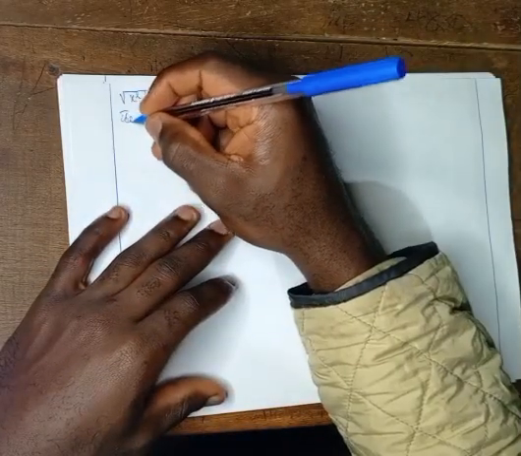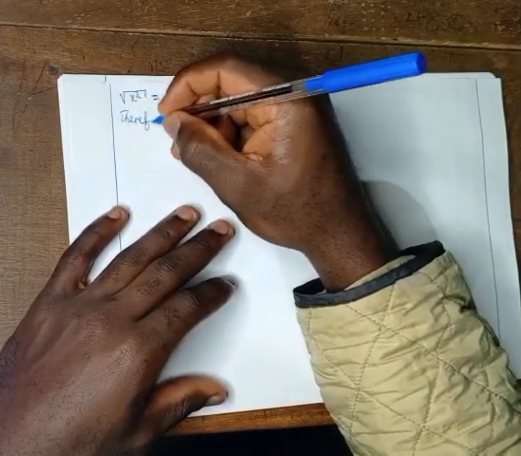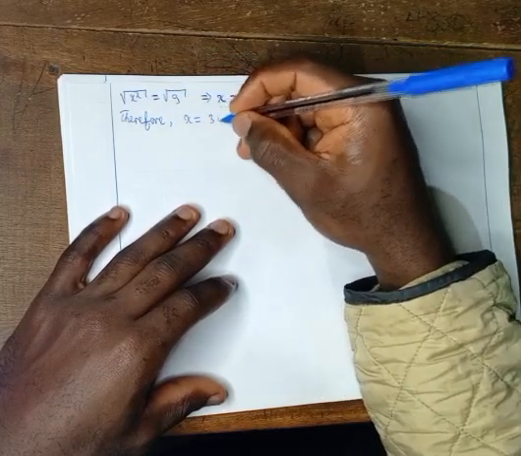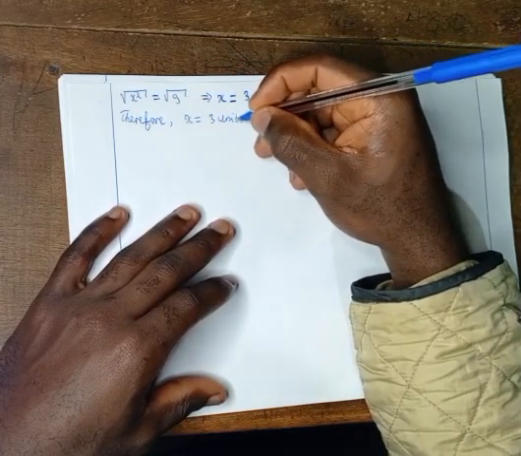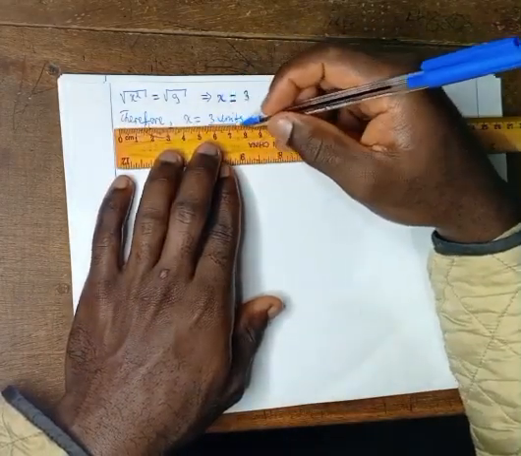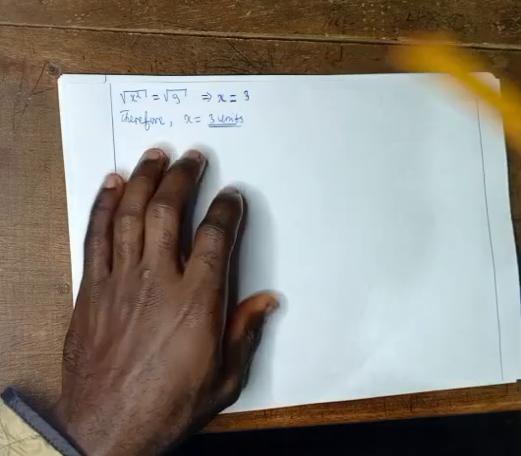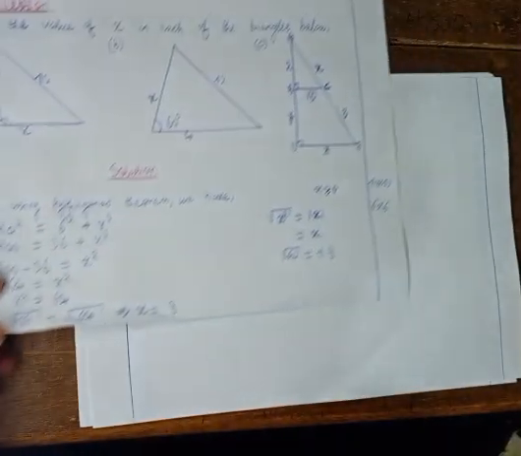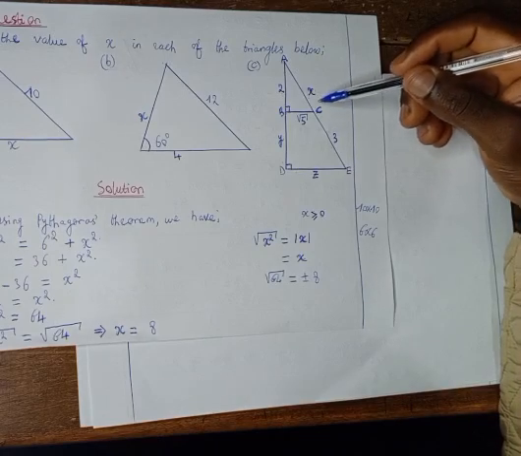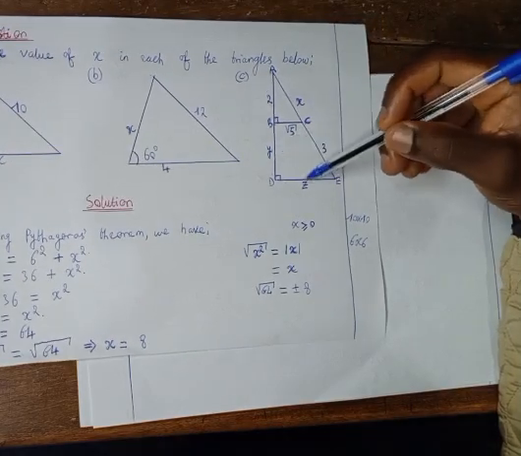Let's conclude therefore x is simply equal to 3 units. Since it is distance, let's underline the answer. We have succeeded in getting x. Now let's find the value of y and z.